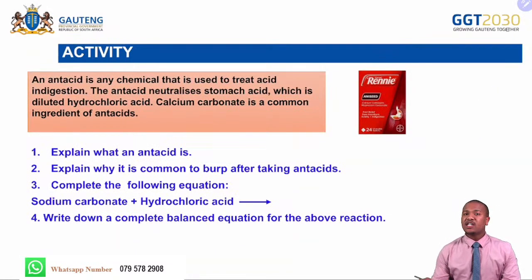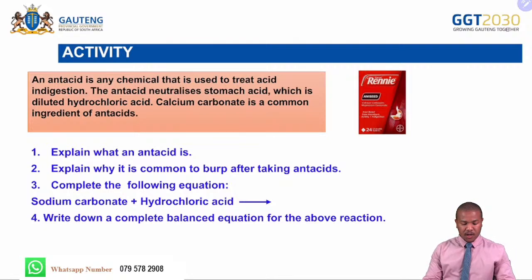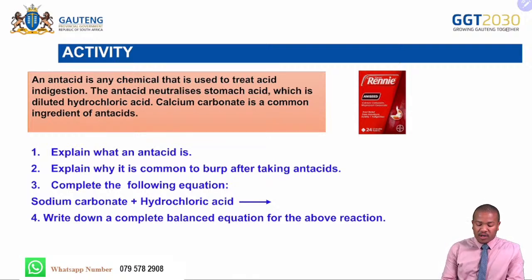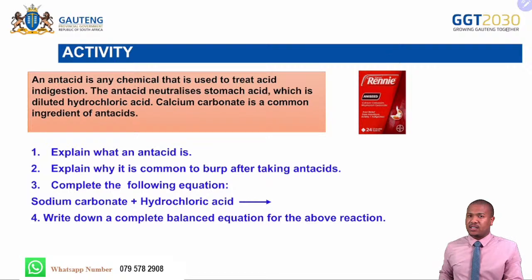Now, let's look at this activity and try to test ourselves using this activity, right? So now, let me read through the scenario first. An antacid is any chemical that is used to treat acid indigestion. The antacid neutralizes the stomach acid, which is diluted hydrochloric acid. Calcium carbonate is a common ingredient of antacids. So number 1, explain what an antacid is.